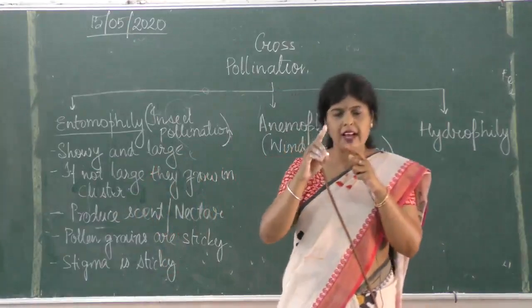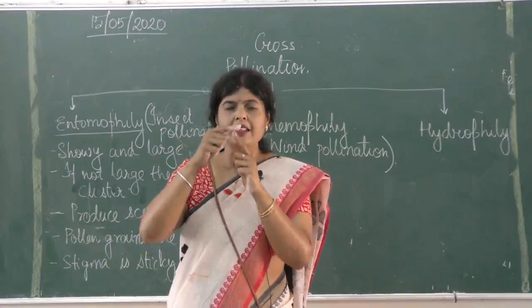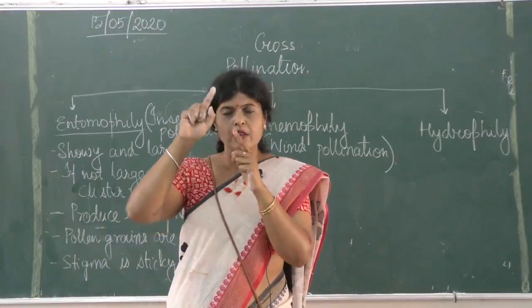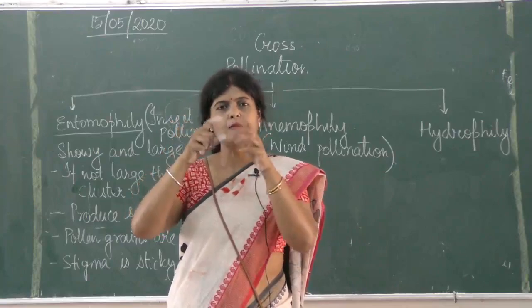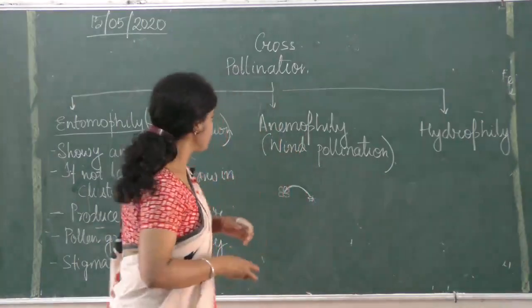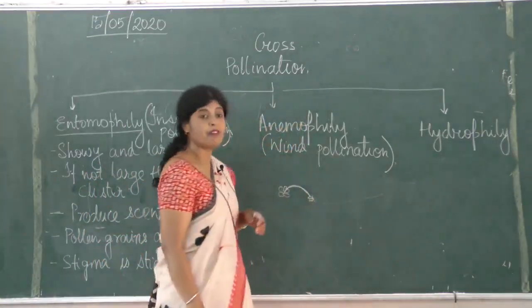Versatile is a kind of anther. The anthers are very loosely attached, so a little bit of wind can make the anthers move, and as the anther moves, the pollen grains are given out. Is it clear? And these pollen grains are carried by the wind to the female flowers.